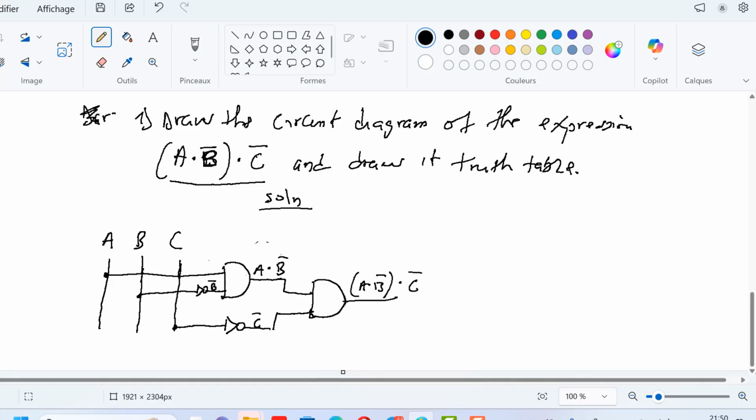So I don't know if there's another question, or let me just take another example before we go to the truth table. Is it okay? Yes, sir, it's okay. Nice.